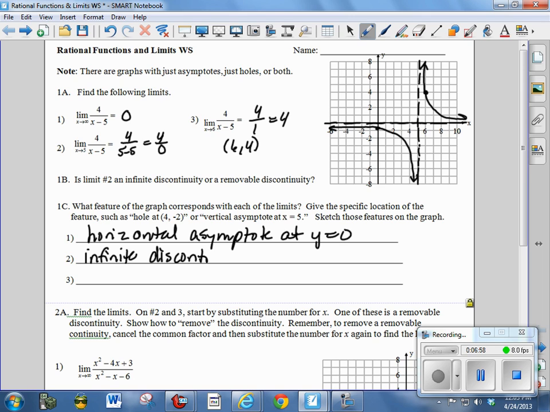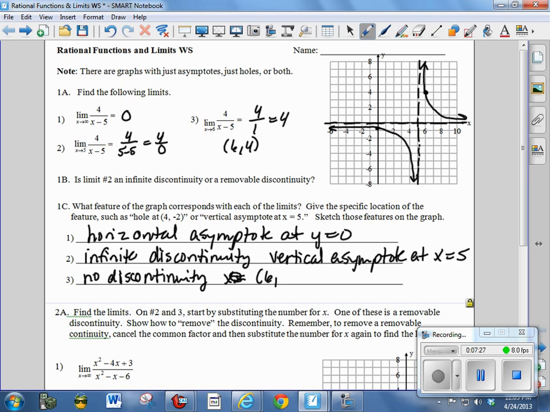And this is a vertical asymptote at x equals 5. Then the third one is no discontinuity. It's a point on the graph. Continuity, let's make sure I spell that right. The point (6, 4) is a point on the graph.